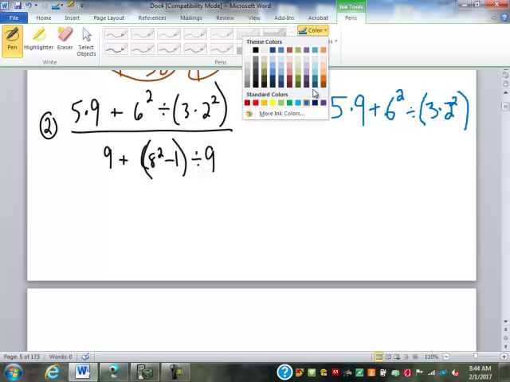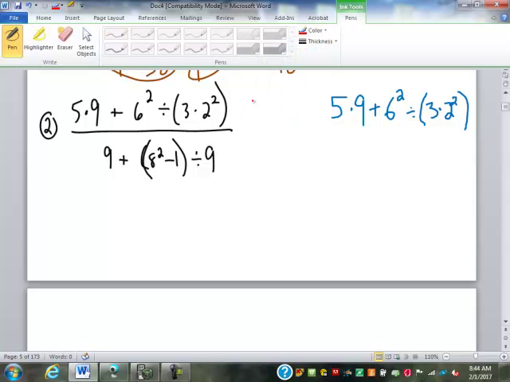So on top, what do we have to do first? 2 squared. So that's going to be 3 times 4. Then, of course, 3 times 4 is 12, right? And then 6 squared is 36. And then 5 times 9 is 45. 36 divided by 12 is 3. So that is 48.